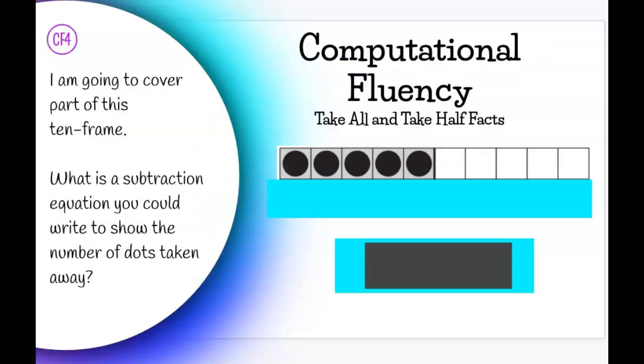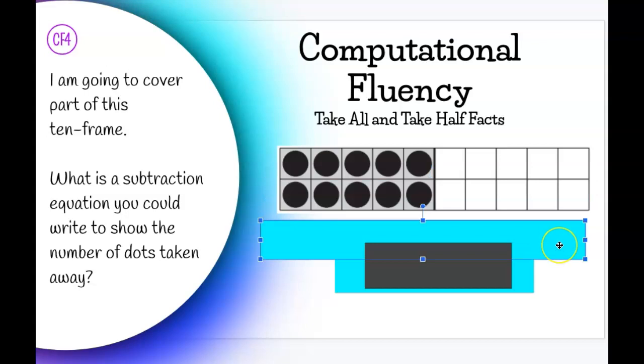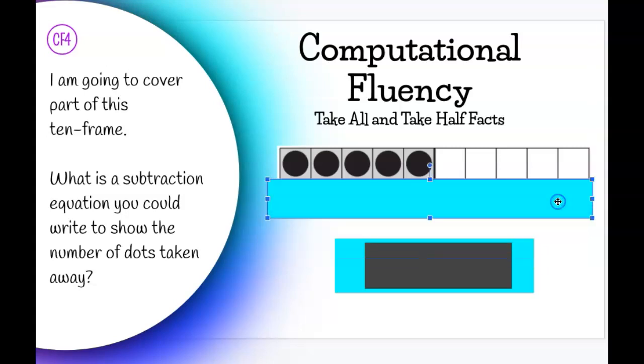Now for these facts, I've covered up part of this 10 frame. Now, I want you to be thinking about a subtraction equation that you could write to show the number of dots taken away. Now, first I want to show you this is our whole 10 frame. If I started with 10 dots, and now I'm showing you this many dots, how many did I take away, and how many do I have left? Write an equation to represent this 10 frame.